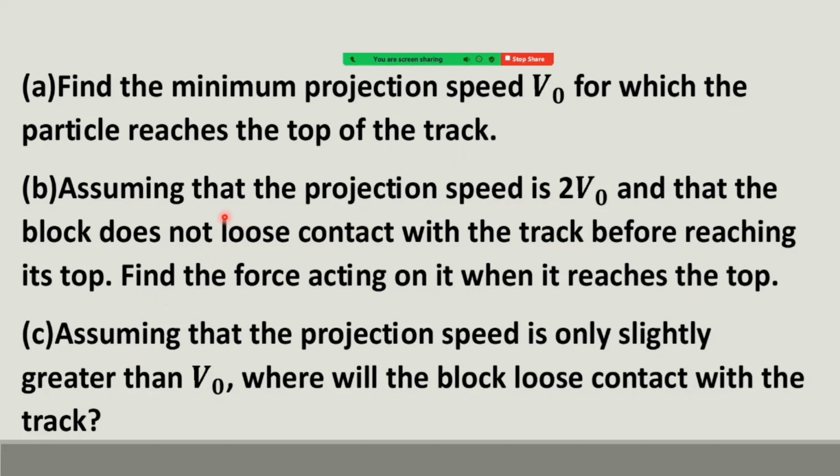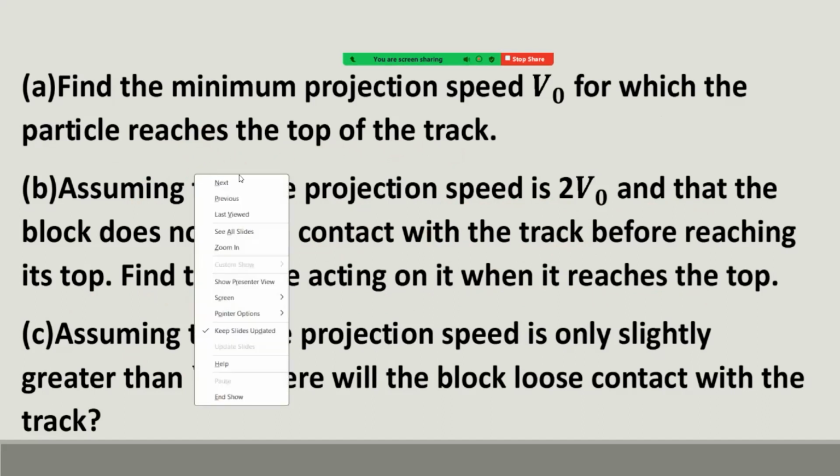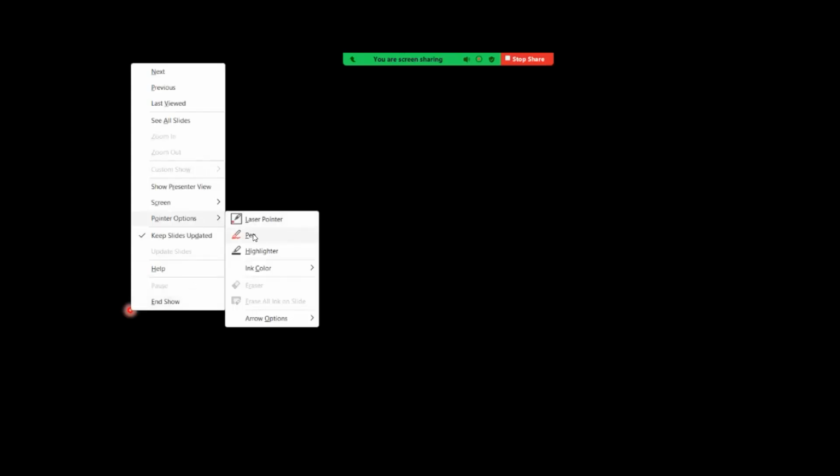Let us see first how to get the first one: the minimum projection speed to reach the top of the track. So first make the given diagram. The angle is theta. Now there is one sphere.